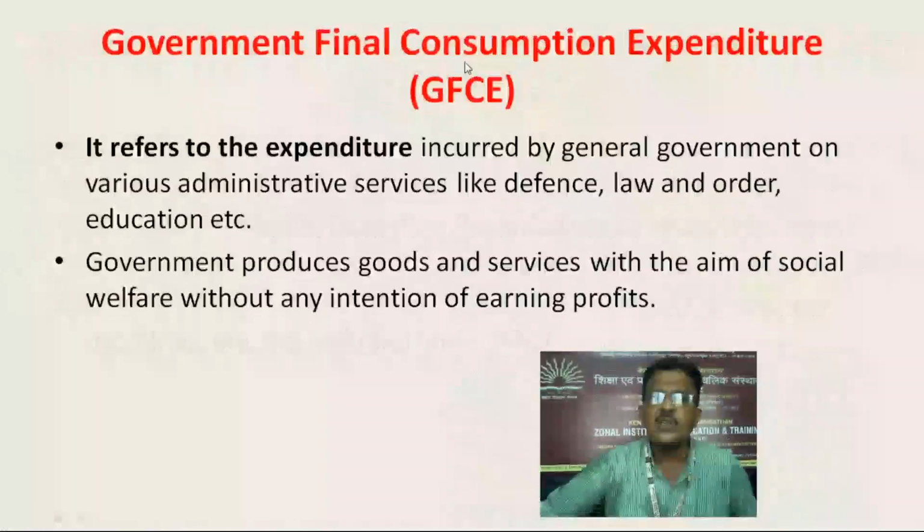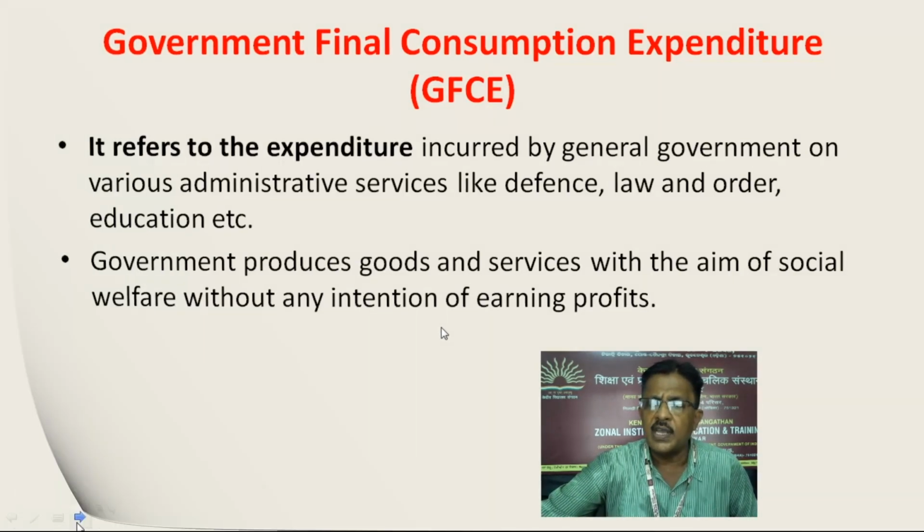The government final consumption expenditure, GFCE, is the second component in the expenditure method. It refers to the expenditure incurred by general government on various administrative services like defense, law and order, education, etc. Government produces goods and services with the aim of social welfare without any intention of earning profits.